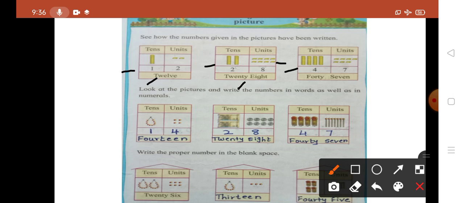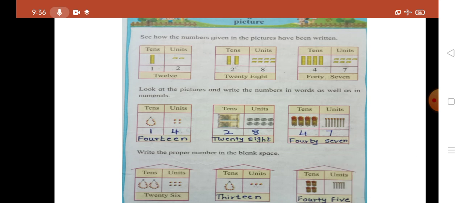In this last box, see how many tens are there? 4 tens. And how many units are there? 7 units. So how we will write in words? We write 47. F-O-R-T-Y 40. S-E-V-E-N 7. Okay. Now see the next one.